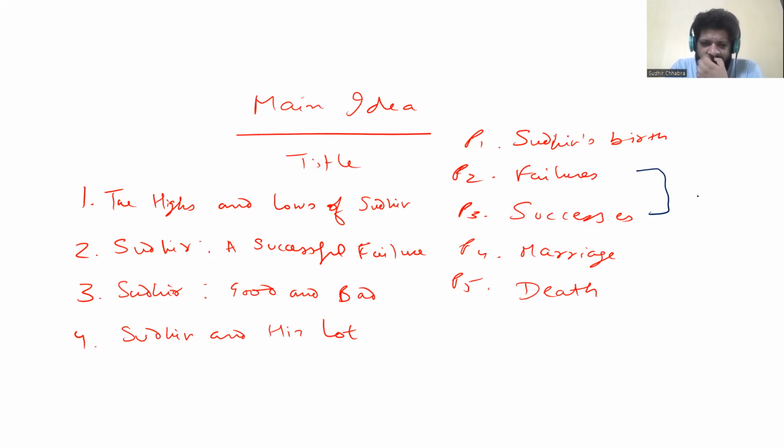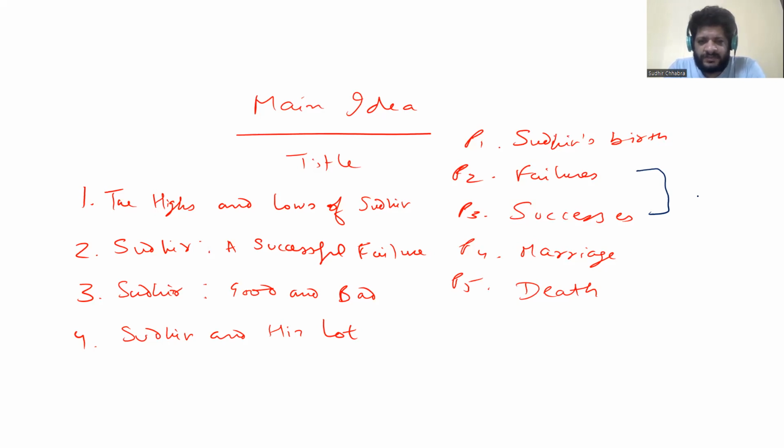Again, good and bad, very obscure, very ambiguous. We do not know which is good and which is bad. And if you are saying good is successes and bad is failures, again, then that doesn't cover the whole passage. The title has to be given to the passage rather than to specific paragraphs or a specific paragraph. So, not the best one.